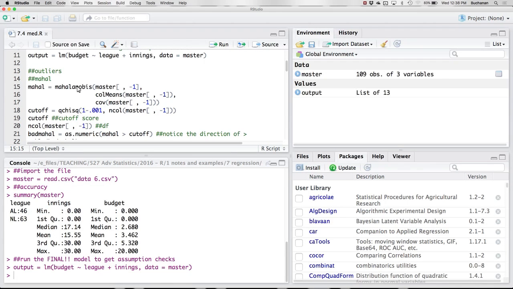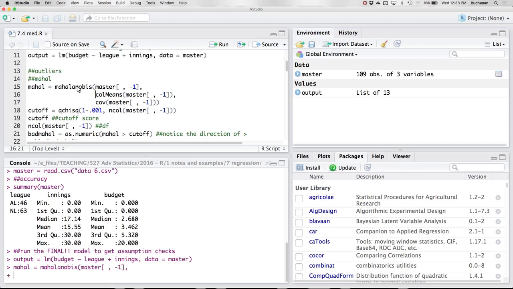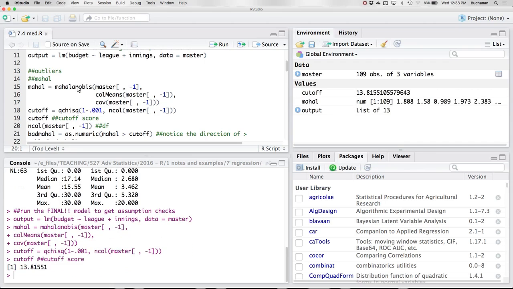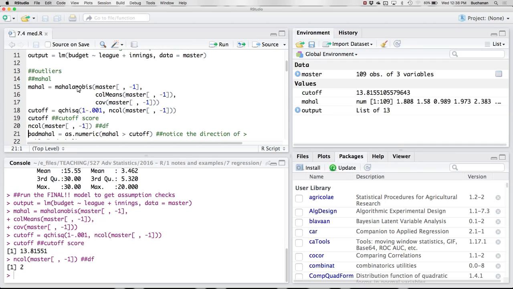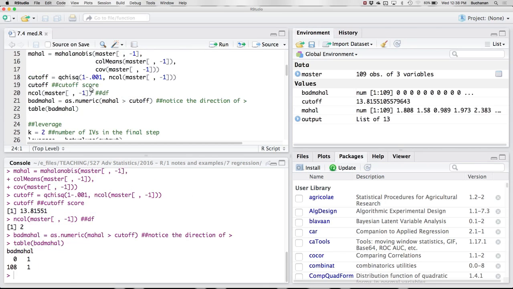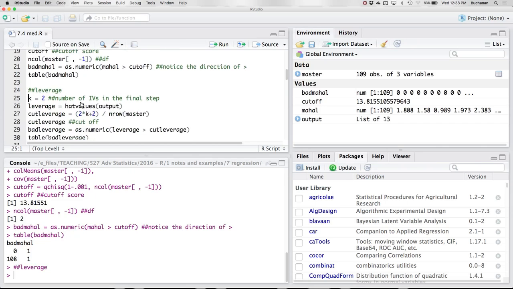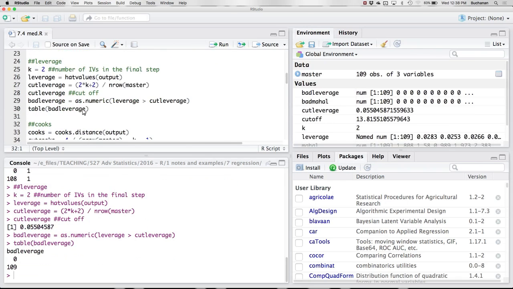So for Mahalanobis, I dropped league because it's categorical. We've got 2 predictors, and so that makes the cutoff score 13.82. And we have 1 outlier. And it's probably because of the budget and league combination. It's probably weird. For leverage, I have 2 predictors in the final step, league and budget. Run through all this. We have no outliers. Woo!